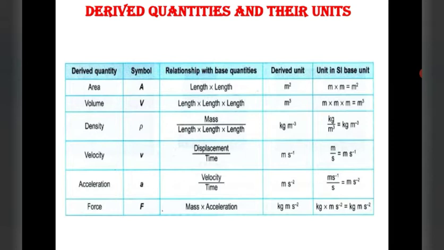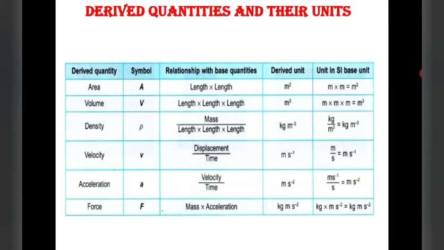just see that impulse means force into time, work means force into displacement, power means work divided by time. These are all missing in this table. Just note it, guys. You want to study this table, this will be very helpful for you.